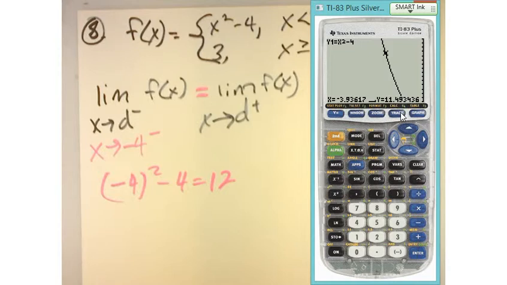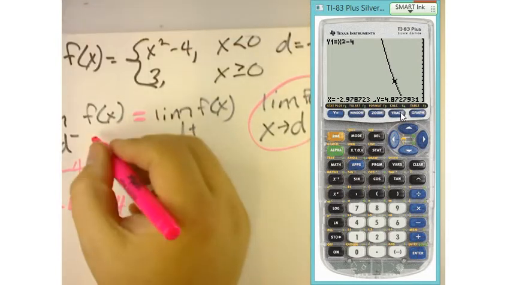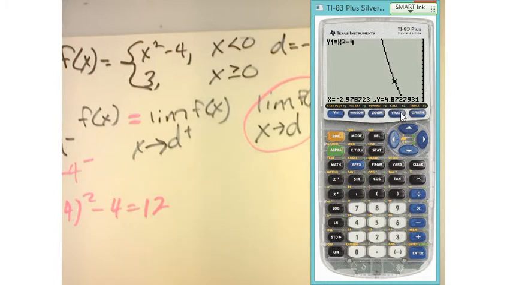So now I'm going to go from the right-hand side. So this is 12, right? Now if I come from the right-hand side, what does it look like? Look at the x value. As the x value gets closer to negative 4, as we move from right to left, my y value increases and approaches 12.